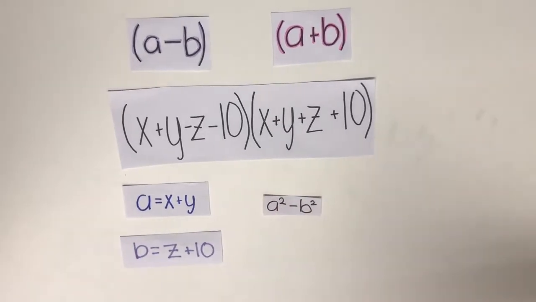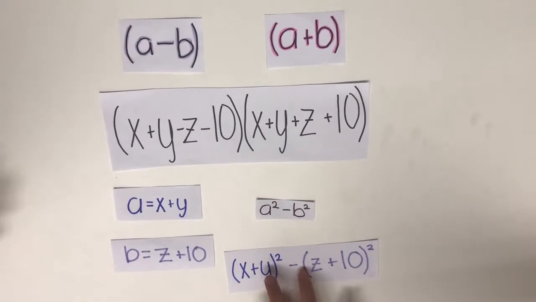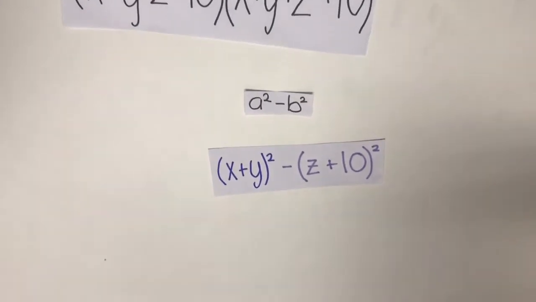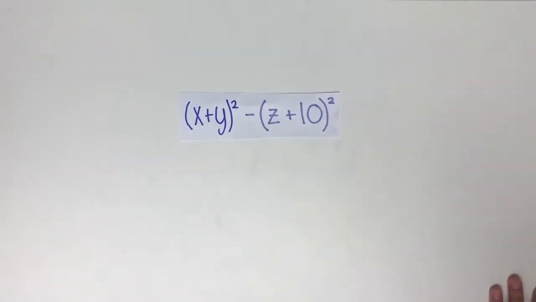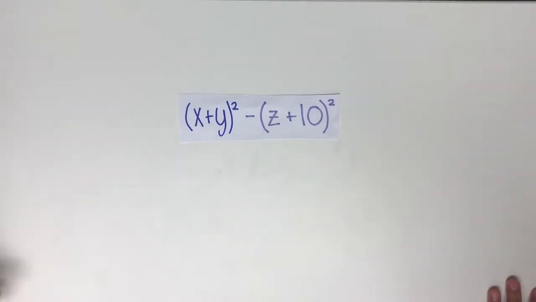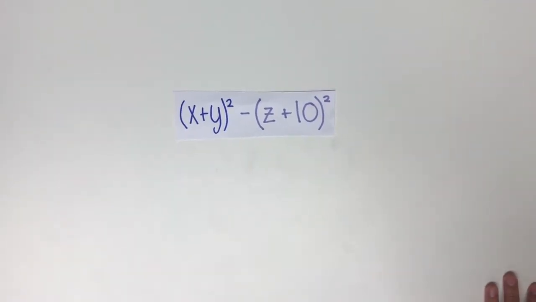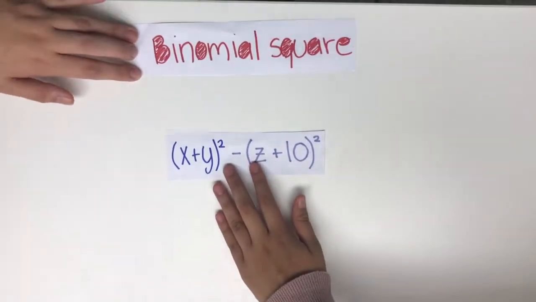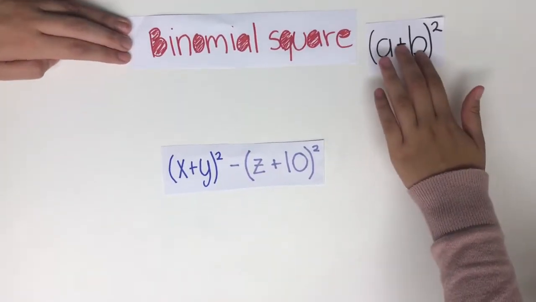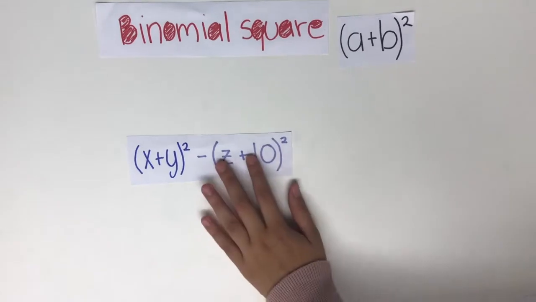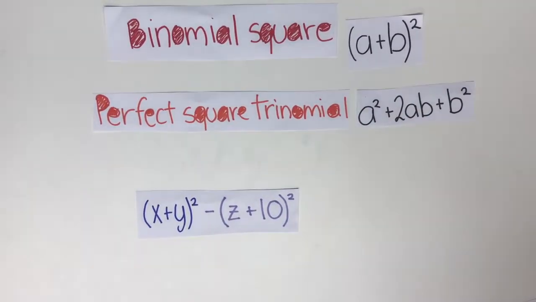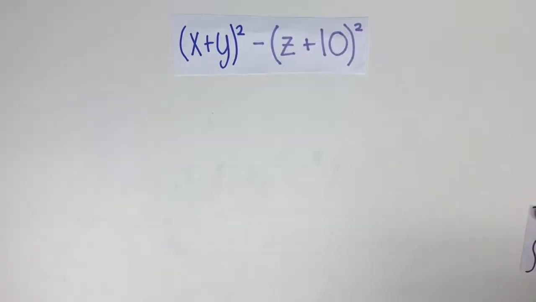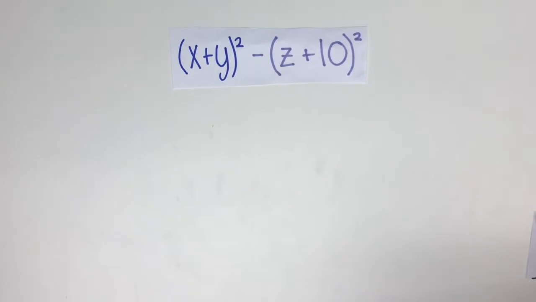The next step is to follow the formula of difference of squares: (x + y)² - (c + 10)². You might think that we are finished, but (x + y)² and (c + 10)² are other special products called binomials squared, whose formula is (a + b)². A binomial squared gives you a perfect square trinomial, whose formula is a² + 2ab + b².